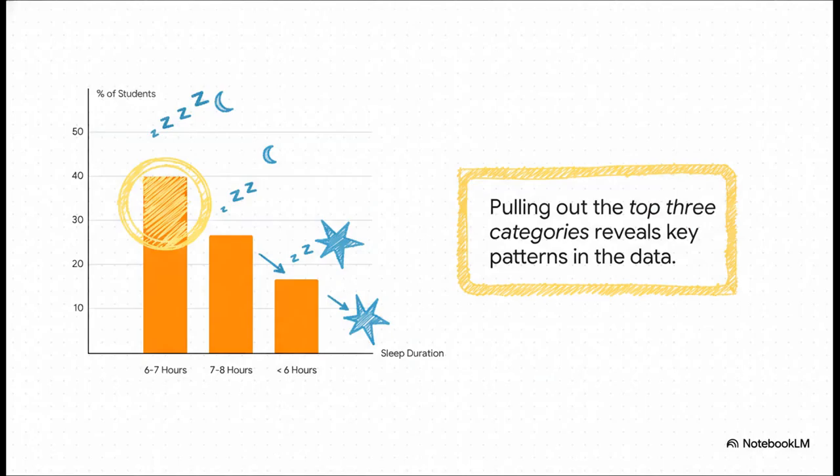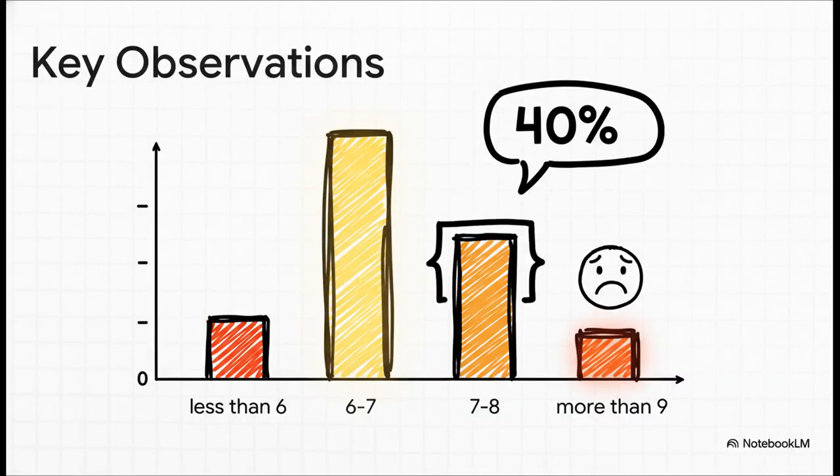Well, to find out, let's just pull out the top 3 categories. By focusing on just the most important data points, a much clearer picture starts to show up. And immediately you can see the biggest group, by a lot, is getting 6 to 7 hours of sleep. That's kind of the main character in this whole story. This is exactly how you pull out the good stuff.